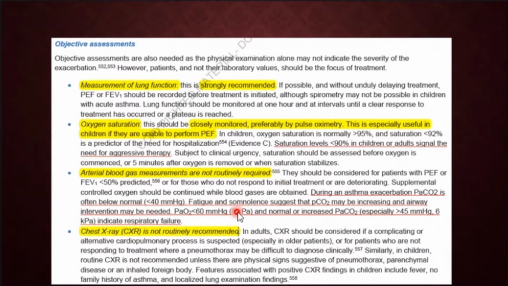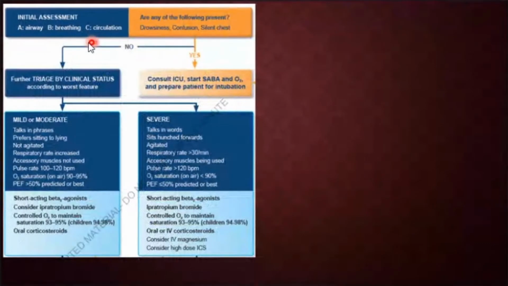Again, other imaging such as chest X-ray is not usually required in a clear-cut simple case of asthma exacerbation. However, if you suspect that the cause of the exacerbation is an infection or something else, and there is a clinical indication, then we can go ahead with these imaging studies. We should not waste time getting all these investigations and deny the patient treatment.